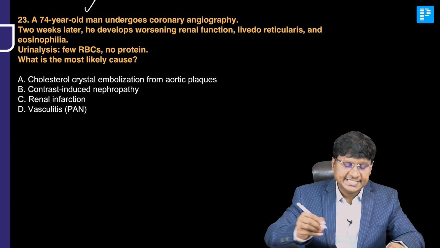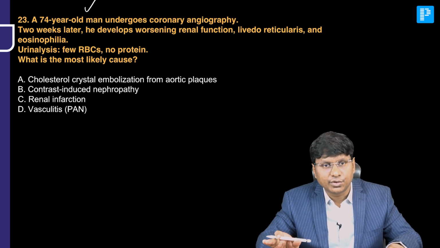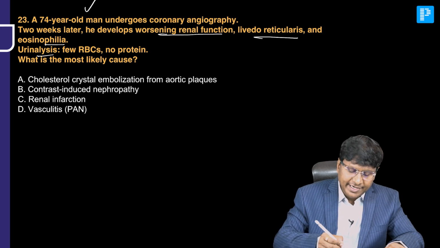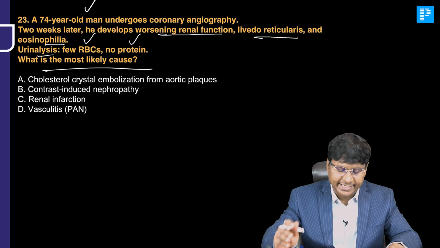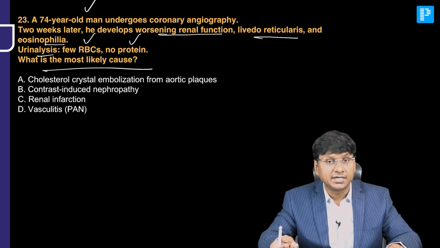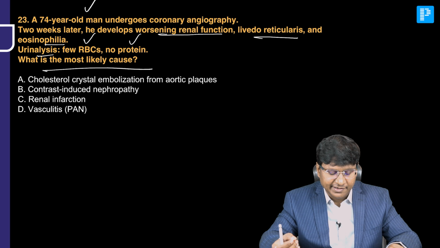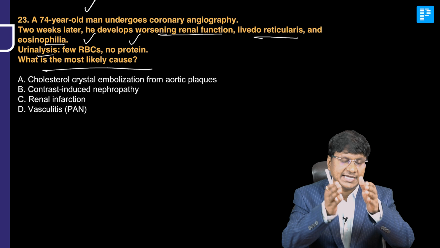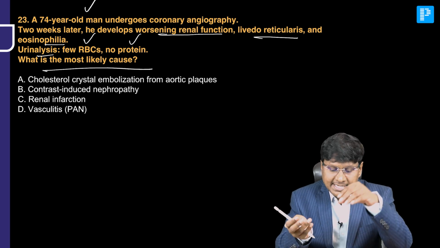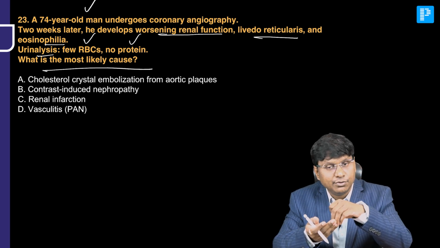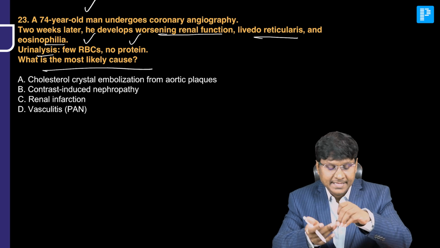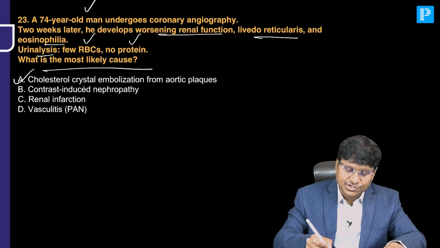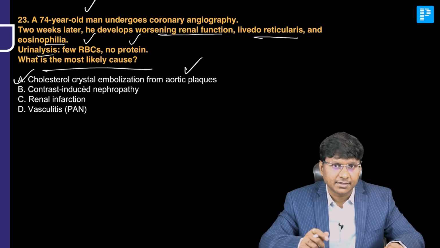Next question. A 74-year-old man undergoing coronary angiography, 2 weeks later develops worsening renal function, livedo reticularis and eosinophilia. Urine analysis shows few RBCs and no protein. What is the most likely cause? Cholesterol crystal embolization from the aortic plaques, contrast-induced nephropathy, renal infarction, and vasculitis, that is polyarteritis nodosa. So, atherosclerotic disease occurs post-instrumentation, with the skin showing livedo reticularis and blue toes, and blood showing eosinophilia, that is classically suggestive of atheroembolic disease. So, it is cholesterol crystal embolization from the aortic plaque.